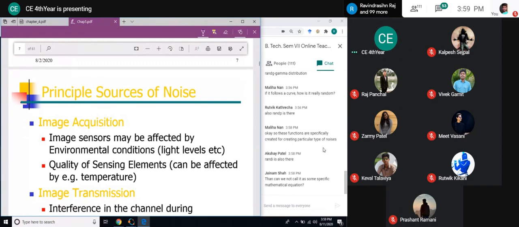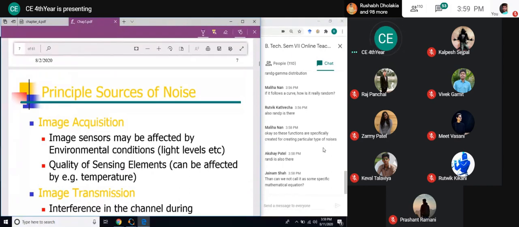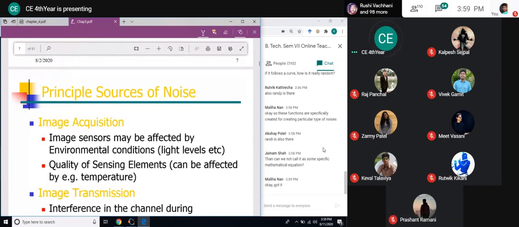Yes, Maliha, these functions are created not for noises; they are for random numbers following a particular distribution. Those random numbers we are going to use as noise. So these functions are created for generating random numbers of a particular distribution, that's it. Now those randomly generated numbers are going to behave as noise for our case. So that's why we will use it as noise.